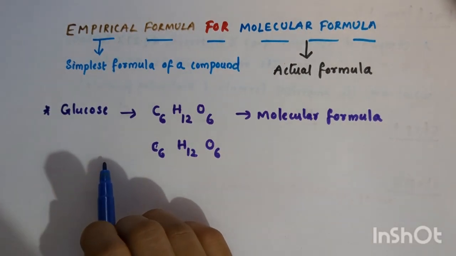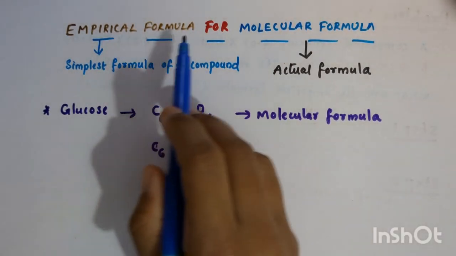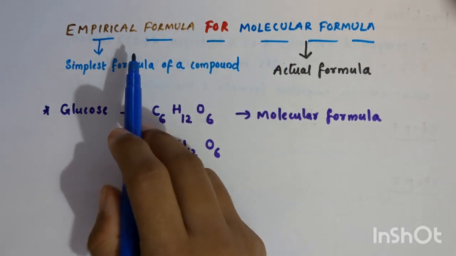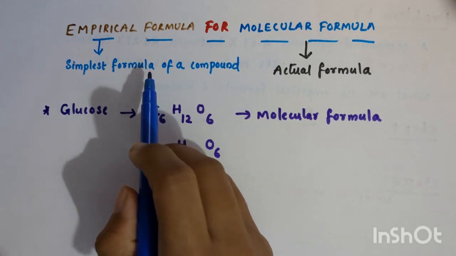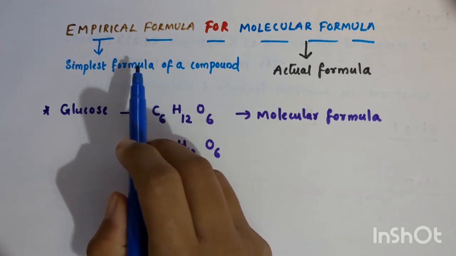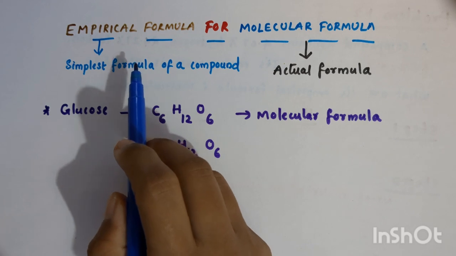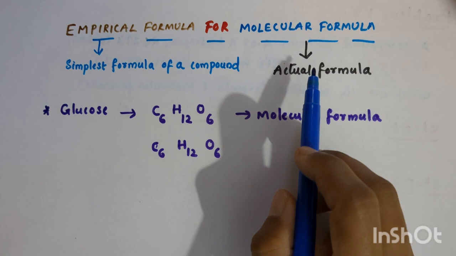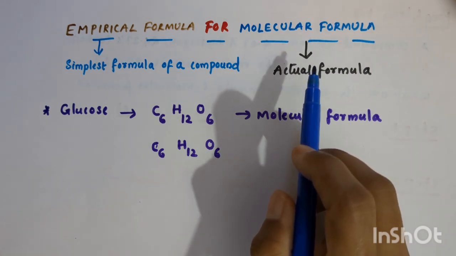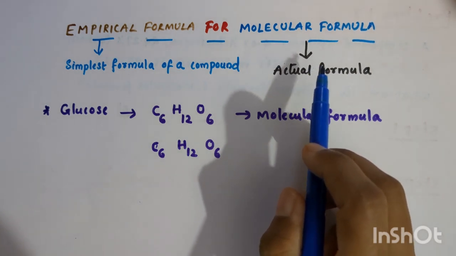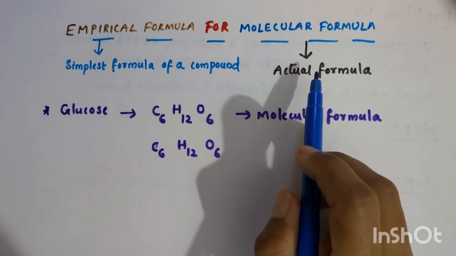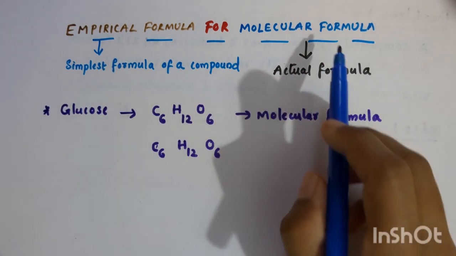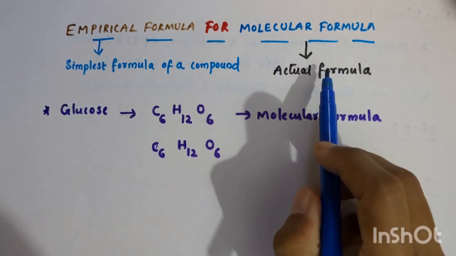Hello everyone. In this video, we are going to discuss empirical formula and molecular formula. You see, the empirical formula is the simplest formula of a compound. It represents the simplest whole number ratio of various atoms present in a compound. And the molecular formula is the actual formula of a compound. It shows the exact number of different types of atoms present in a molecule of a compound. So you see, the empirical formula is the simplest formula and the molecular formula is the actual formula.